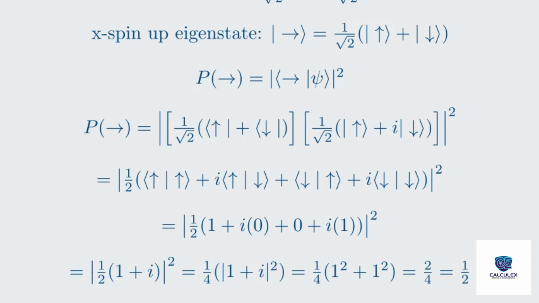Wait, I made a mistake. Let's recheck the calculation. The bra corresponds to the vector 1/√2, 1/√2. So the inner product is 1/2 plus i/2, which is 1/2 times (1 plus i). The magnitude squared of this is 1/4 times |1 plus i|², which equals 1/4 times 2, which equals 1/2. My apologies.